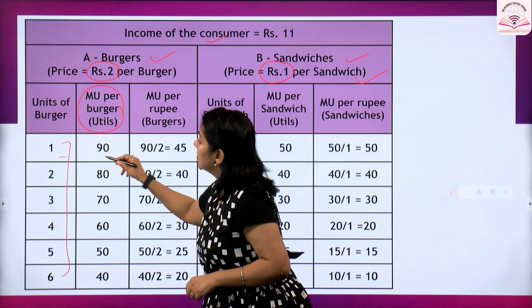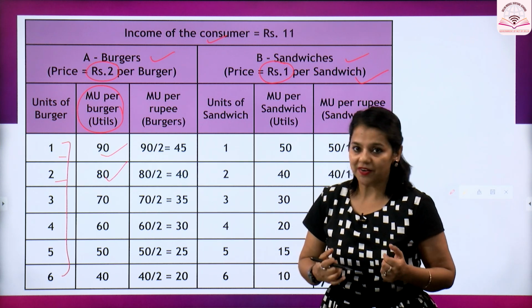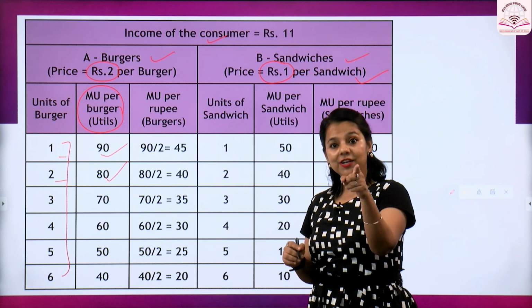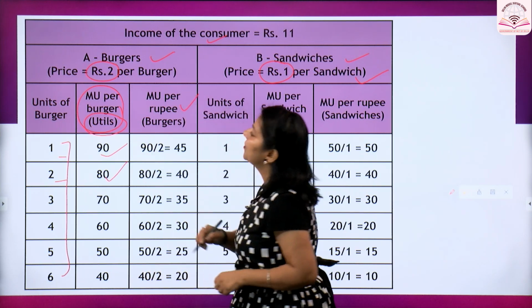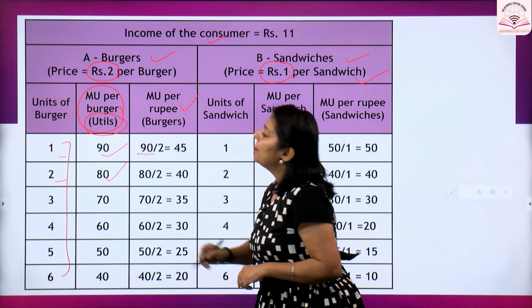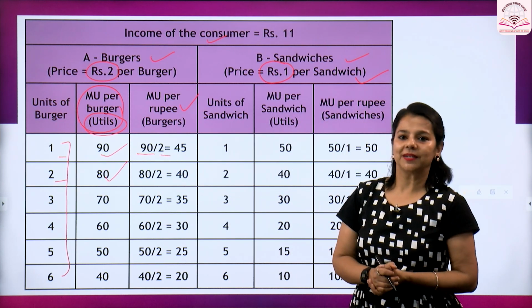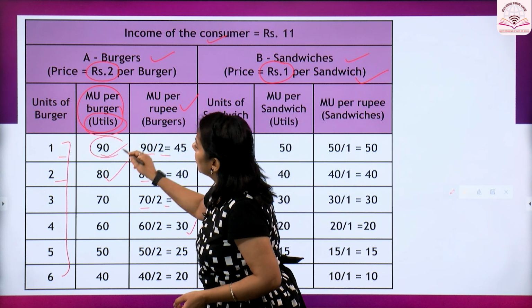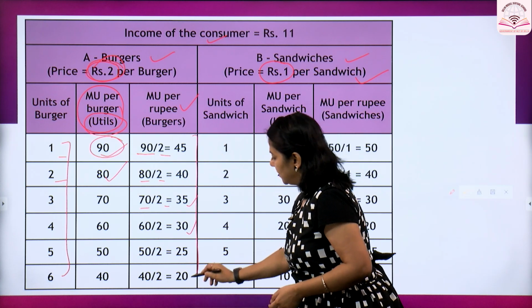That is, the first burger gives 90 utils, and on consuming the second burger, 80 utils, this satisfaction we are getting, which is constantly falling. But we know that in our last video we have already discussed that we need to convert this into marginal utility in terms of rupees. So in this column we are dividing the marginal utility in terms of utils by the price of the burger. So this is how we have calculated these values. So these are the values.